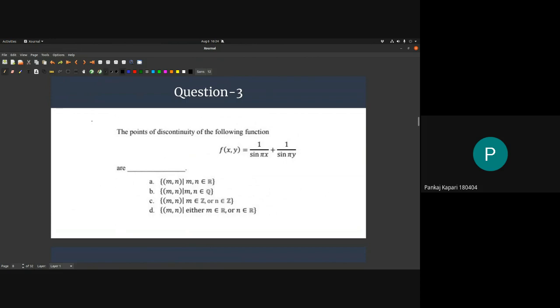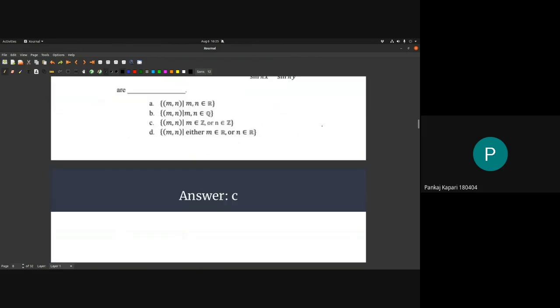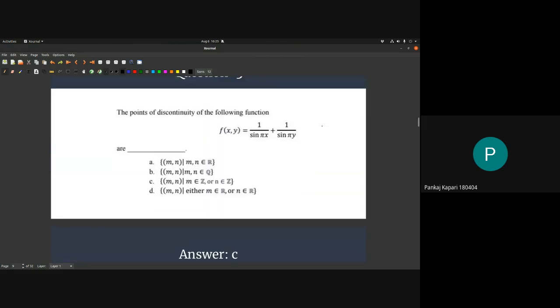In a similar way, first you have to find where this function is not defined, right? Because this is again a function of type 1 by x, a composite function. Instead of x, you have sine of pi x. So you have to see when sine of pi x takes value 0. If sine of pi x takes value 0, that means it's 1 by 0 form, and that is not defined. Similarly, you have to find when sine of pi y takes value 0. It will again be a 1 by 0 form, and the function will not be defined. So first we have to find that. In this case, the correct answer is C.